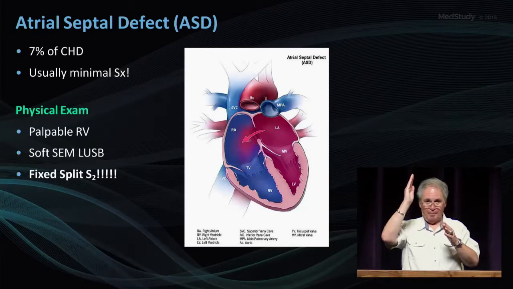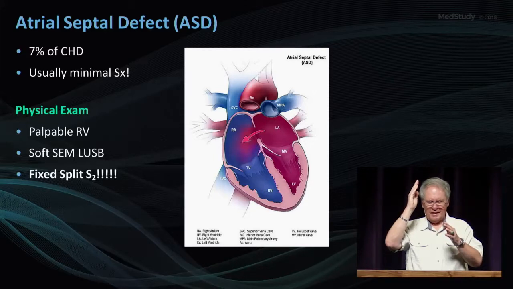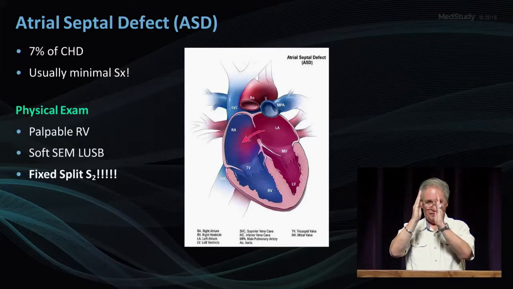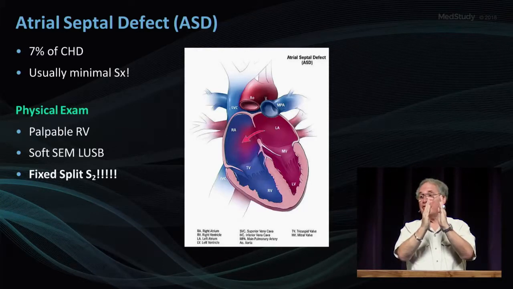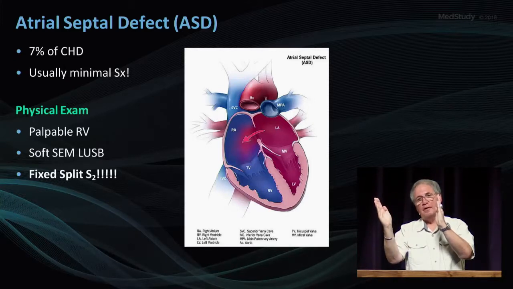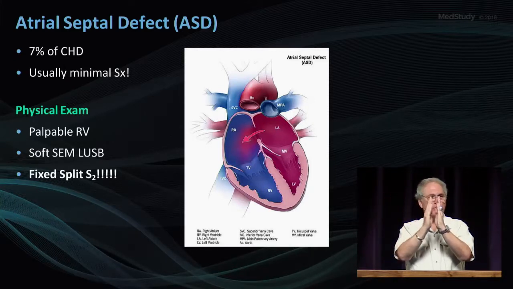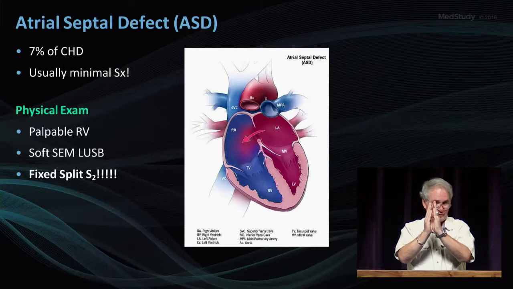So look up here, A2, P2. Let's do this backward. You're facing me. A2, P2. When you take a breath in, extra blood goes back to the right side of the heart, and P2 is delayed. Blow your breath out, P2 comes back. That's normal splitting of the second heart sound.